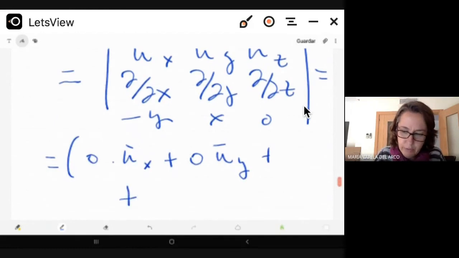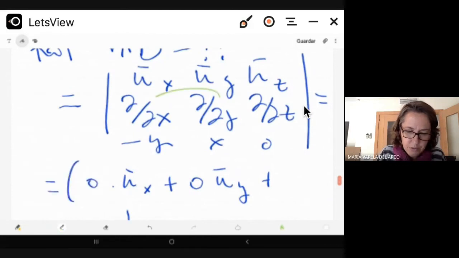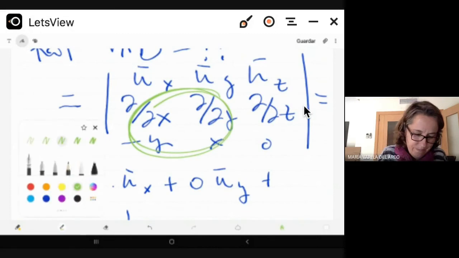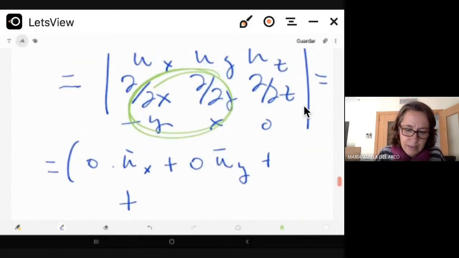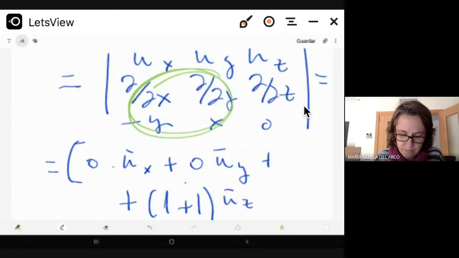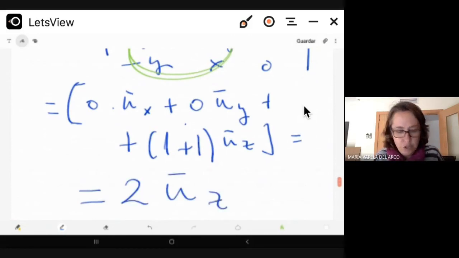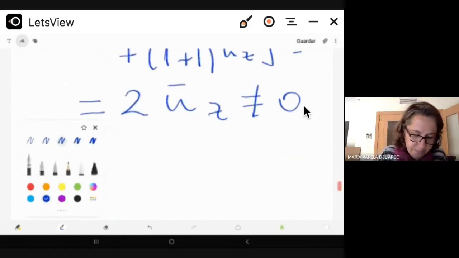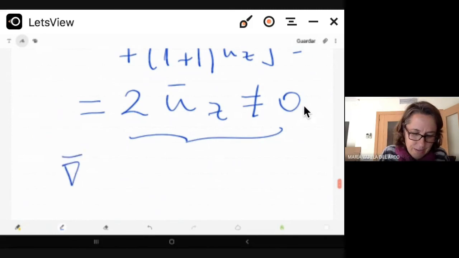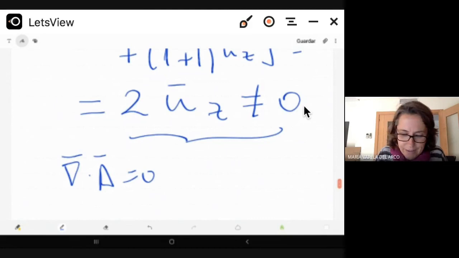But then if we get to the third component right here and look at this box, things don't vanish anymore. So if I calculate it, what I have is the derivative of x with respect to x, and this is equal to 1, minus the derivative of minus y with respect to y, which is minus minus 1. So what is the result of this? The rotational of A is minus 2 times u_z. In other words, finite, not zero. So we have a field, in summary, and this is what I wanted to comment before finishing, that has zero divergence and finite rotational.